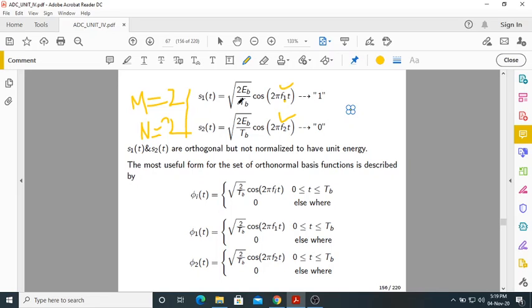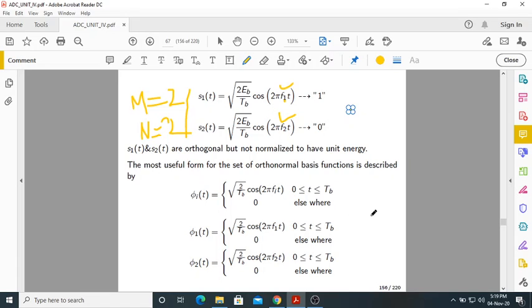But in case of BPSK, what was happening? S1 of t equal to minus S2 of t. Only one is independent, the other one is dependent. That's why there we got N equal to 1. We had only one basis function, but here the case is not like that. The given two signals are independent of each other. That's why we need two basis functions.